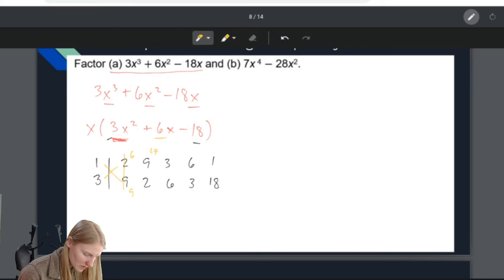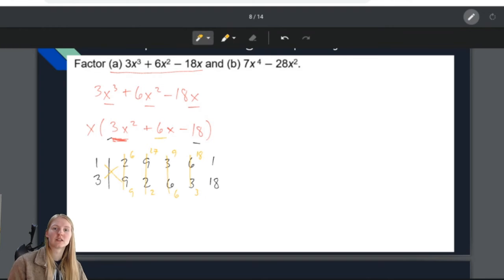3 times 9 is 27. 1 times 2 is 2. Nope, those don't add up to 6. 3 times 3 is 9. 1 times 6 is 6. Nope, those don't add. 3 times 6 is 18. Wow, that took me a minute. And that also does not add up. What is going on here?